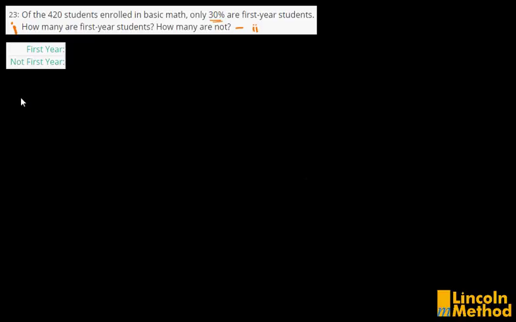So out of a total of 420 students, 30% are first year students. We need to find this value. For the time being, let's assume that the number of first year students is X and the percentage of the first year students in the basic math class is 30%. So let's solve for X and find out what X really is.